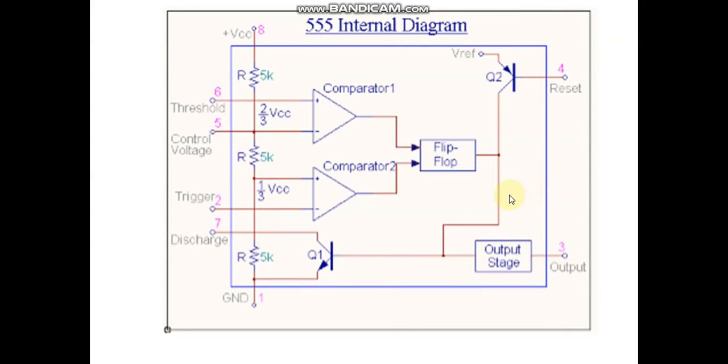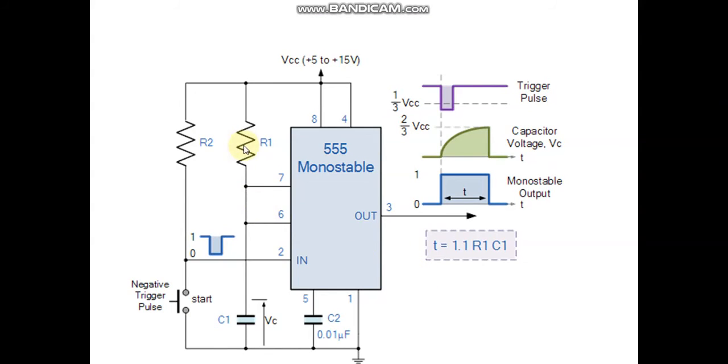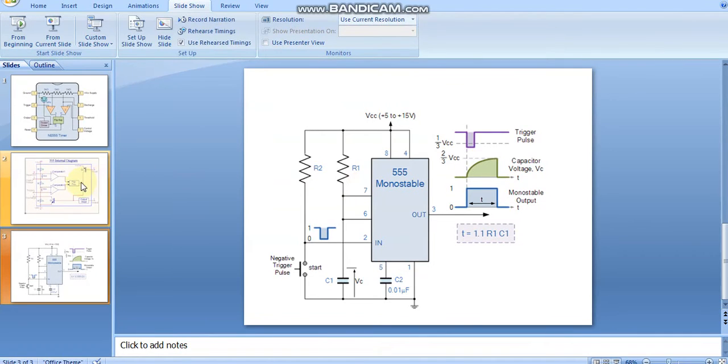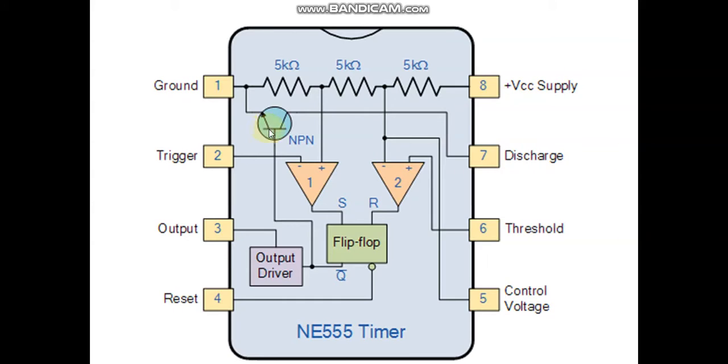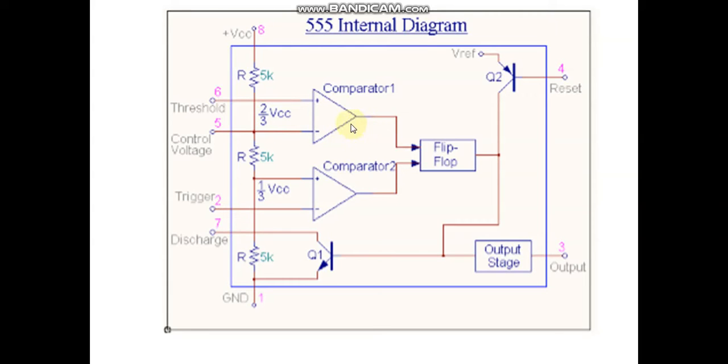This action of the discharge transistor allows the timing capacitor to start to charge up through the resistor R1. When it reaches 2 by 3 VCC, set up by the internal voltage divider network, the comparator's output goes high and resets the flip-flop back to its original state. So here again it resets the flip-flop.